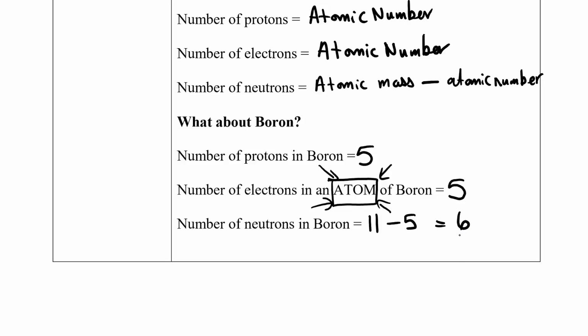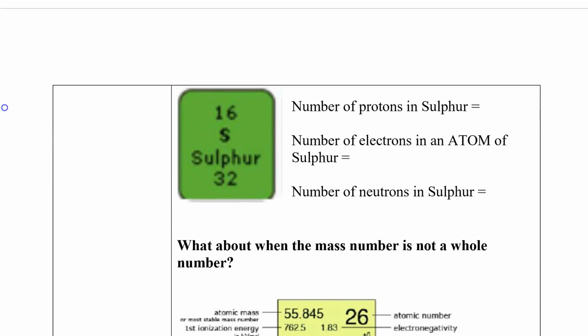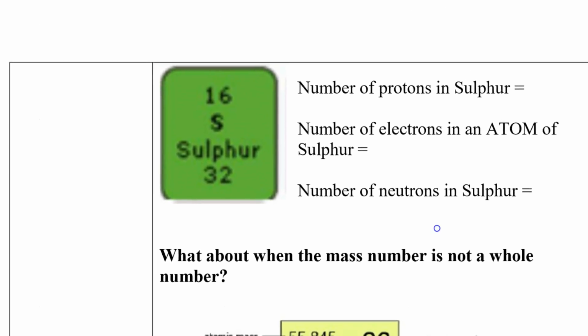So if we wanted to add units here, we would say number of protons in boron, 5p positives. Number of electrons in an atom of boron, 5e negative. And then the number of neutrons is going to be 6n0, signifying a zero charge, or a neutral charge. Let's go on to a different example here. Let's talk about sulfur. Now, just a little side note about sulfur.